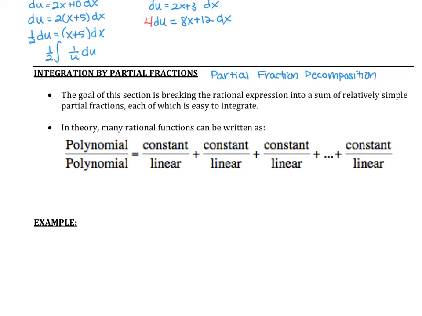into the sum of much simpler fractions, or much simpler partial fractions, so that if I have my original function, some polynomial divided by another polynomial, I can rewrite this by a constant over a linear factor plus a constant over a linear factor. These are all our partial fractions. So we're decomposing the original fraction. We're breaking it down into fractions that add up to the original. Well, let's look at an example.